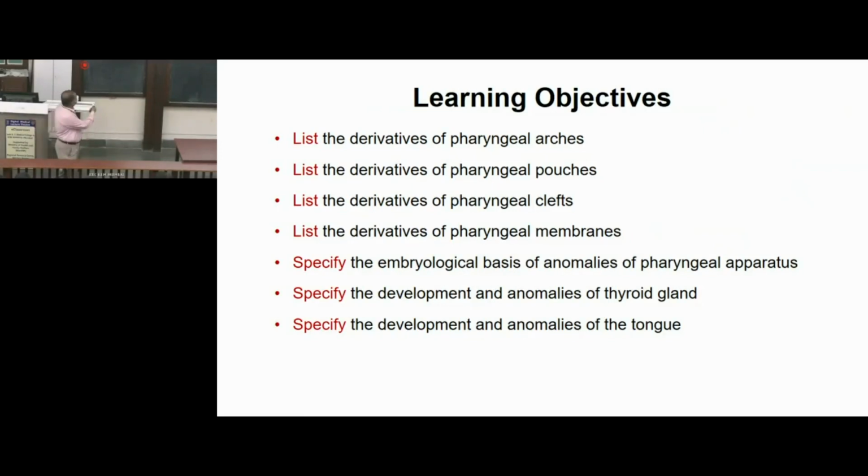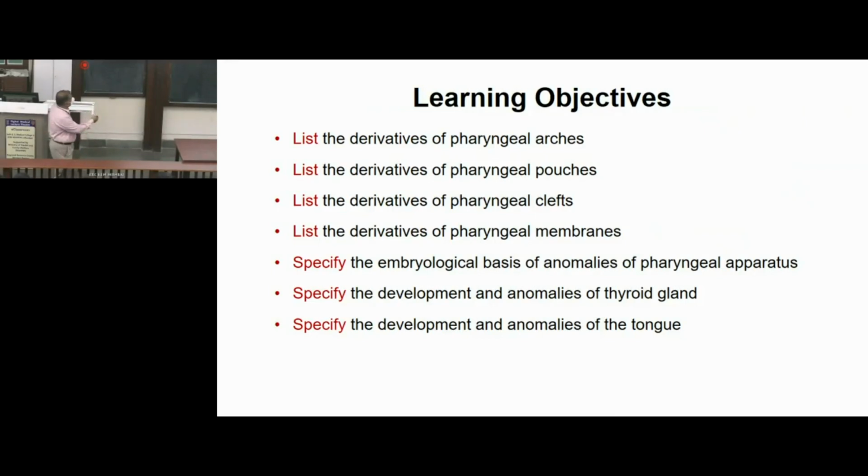List the derivatives of pharyngeal pouches. List the derivatives of pharyngeal clefts. List the derivatives of pharyngeal membranes. So remember, there are four lists. What is the moral of the story? From this lecture, a lot of recall questions will come. You will have to reproduce, recall, listing. If you are asked to list the derivatives of the first pharyngeal arch, you will have to start listing them.